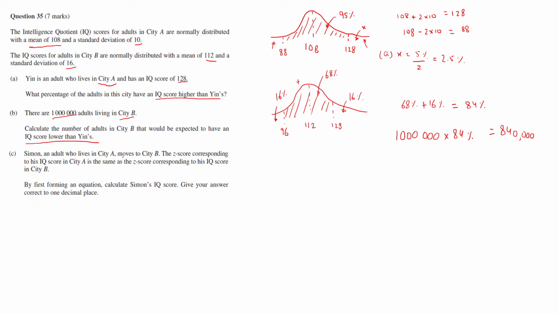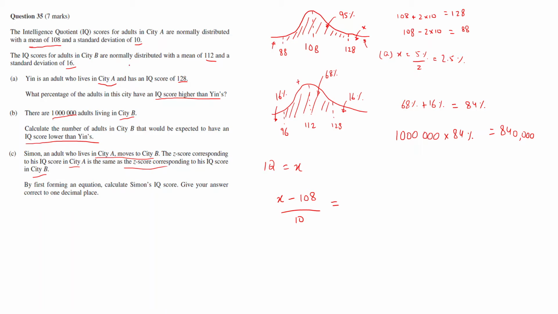Now coming to the final part. Simon is an adult who lives in city A and moves to city B. Z score corresponding to IQ in city A is the same as Z score in city B. So we need to find IQ of Simon. So let's calculate the Z score in city A for Simon. Let's call Simon's IQ score, IQ of Simon, as X, okay? Then the Z score would be X minus the mean. For city A, the mean is 108, divided by 10, which is the standard deviation, is equal to, it's saying the Z score is the same.